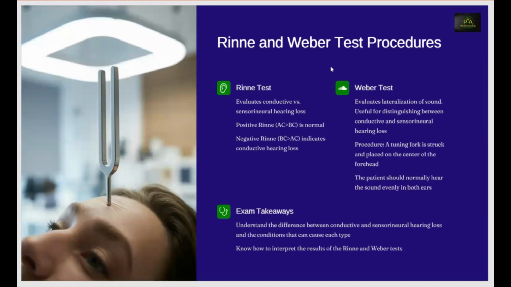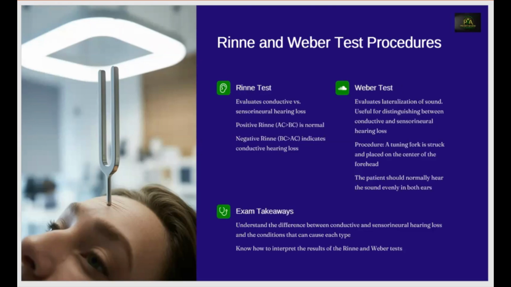Then we have the Rinne and the Weber. So one thing you must know here is how it is done, because you can see it in the exam. When we say exam takeaway, understand the difference between conductive and sensorineural hearing loss, and also know how to interpret the result of the Rinne and Weber test. So what is it telling you? When they describe this in the exam, how do you know they are talking about the Rinne test? How do you know they are talking about Weber?